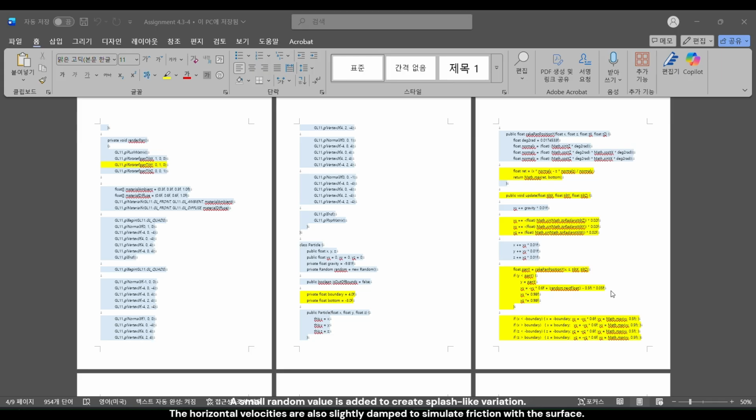The horizontal velocities are also slightly damped to simulate friction with the surface.